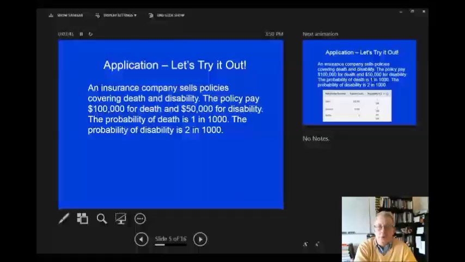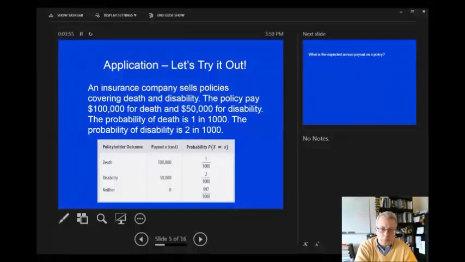Death is 1 in 1,000. Disability is 2 in 1,000. Now keep in mind as well that nothing may occur, which would then be 997 in 1,000. And so if we're going to calculate our expected value, it'd be helpful to put this all out on a nice table. We have our payouts. We have our probabilities associated with those.